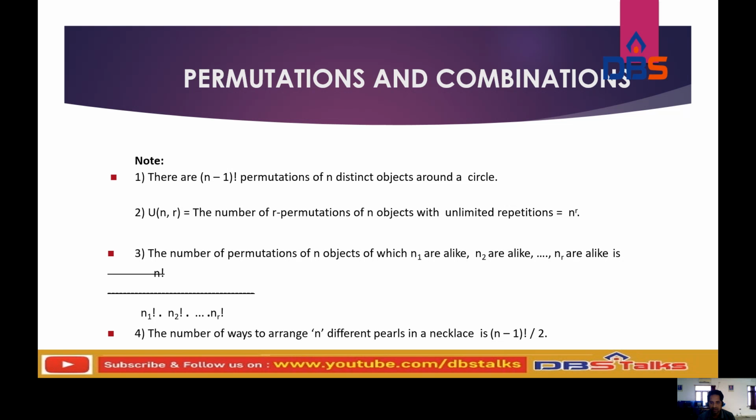Next one, the number of permutations of n objects of which n1 are alike, n2 are alike, and so on up to nr, is n factorial by n1 factorial into n2 factorial and so on into nr factorial. Next, the number of ways to arrange n different pearls in a necklace is (n minus 1) factorial by 2. Okay, these are the rules.